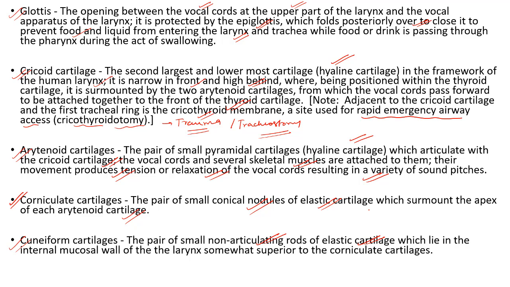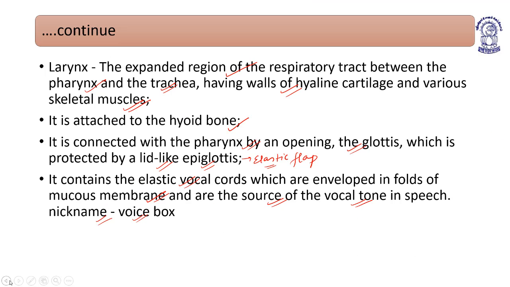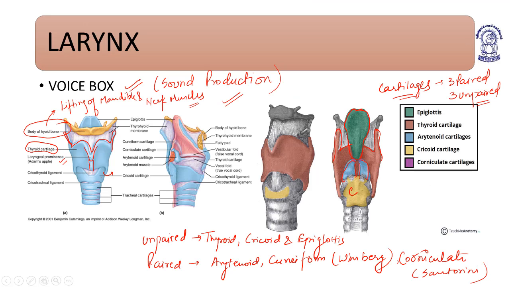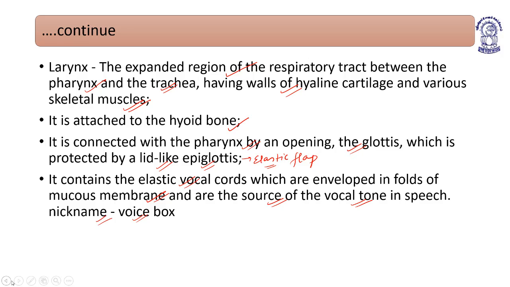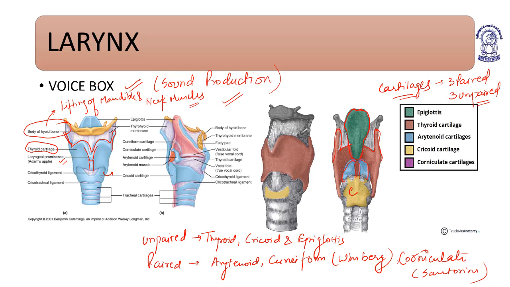So the cartilages are thyroid cartilage, cricoid cartilage, arytenoid cartilage, corniculate cartilage, and cuneiform cartilage, along with the epiglottis. Unpaired cartilages are thyroid, cricoid, and epiglottis, while all the others are paired. You can see in the picture here. This is the epiglottis.